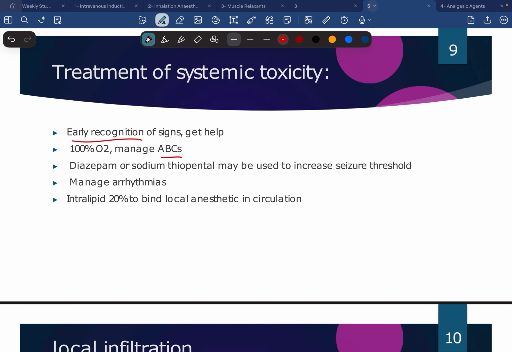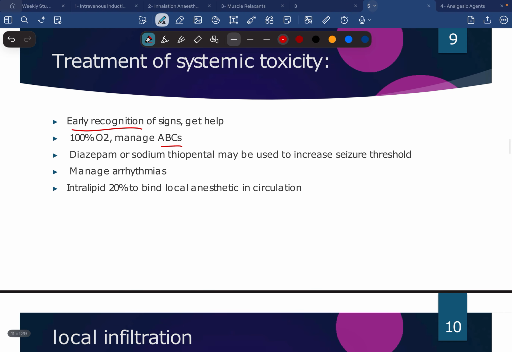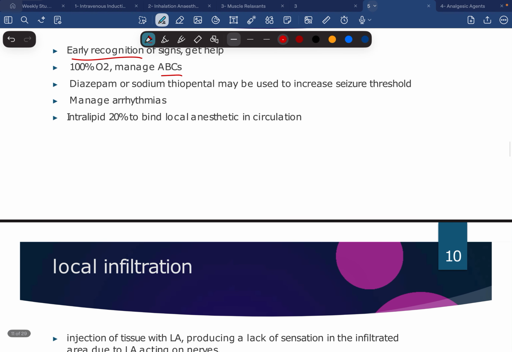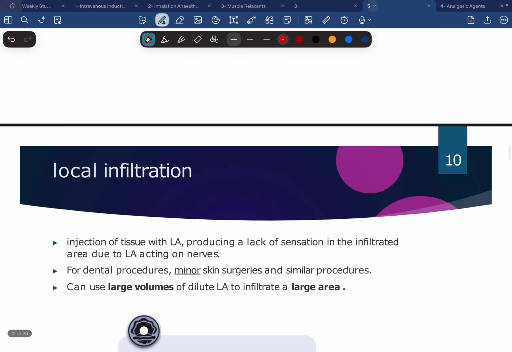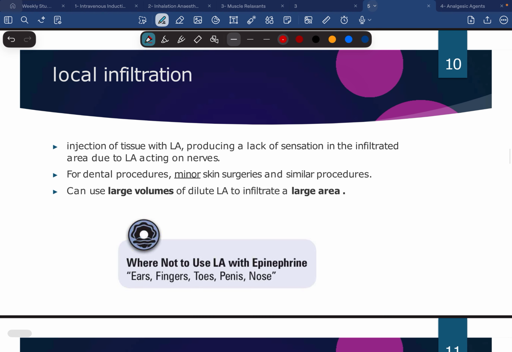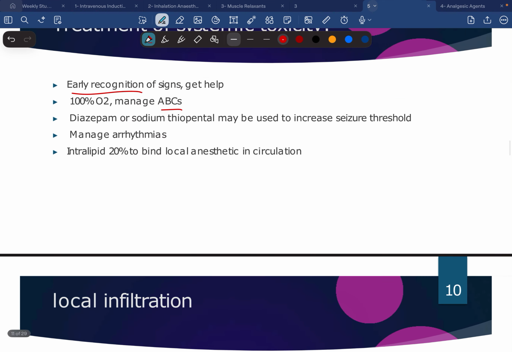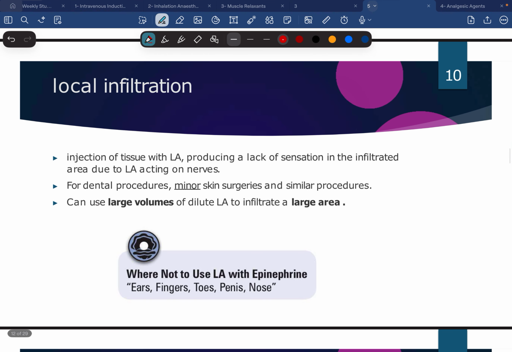You have to manage it with intralipid 20%. Every place in theaters, around theaters or around labor ward, where you're giving local anesthetic infusions should have intralipid in place. And if you're giving it, you need to know where that is, because it can be life-saving. It binds to local anesthetic in circulation, so it decreases its concentration within the tissues, so it might start to detach. That's how it works.